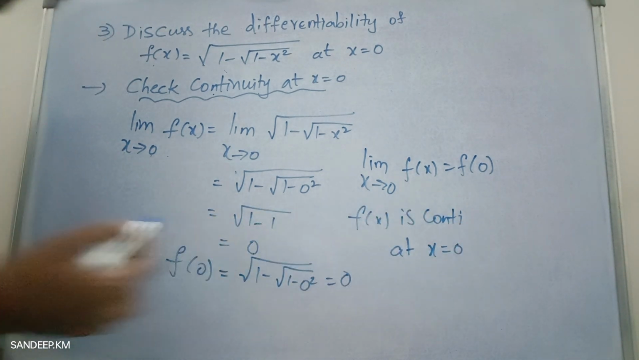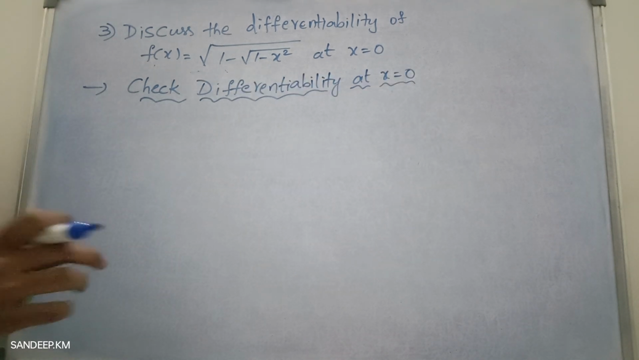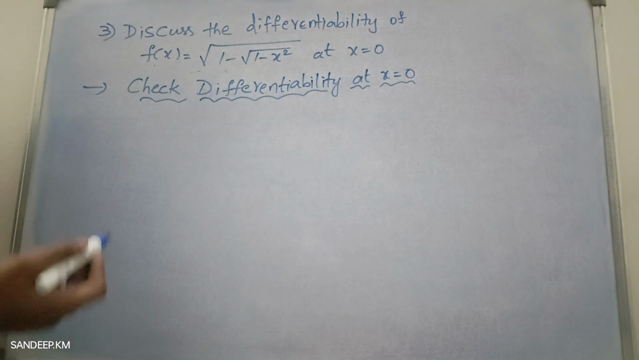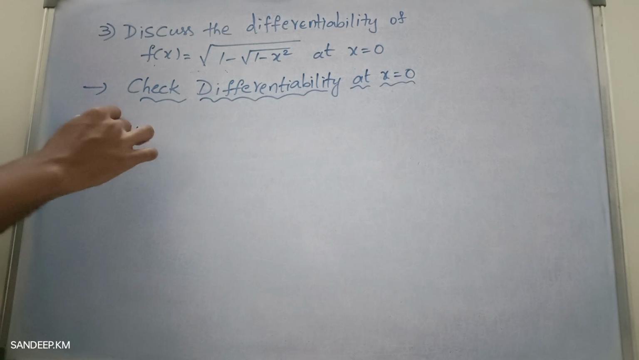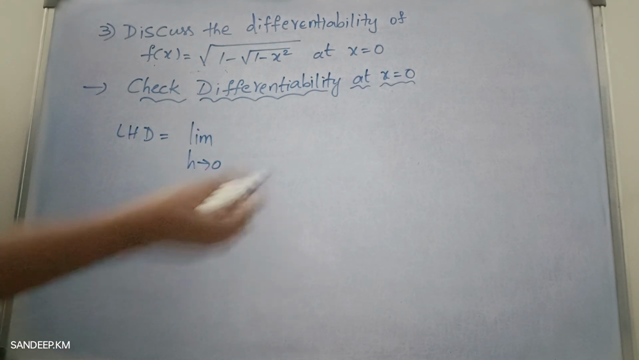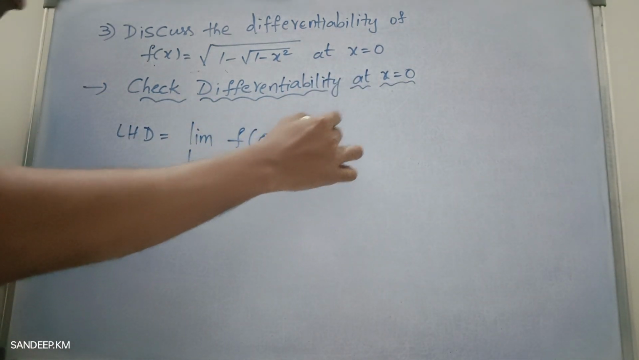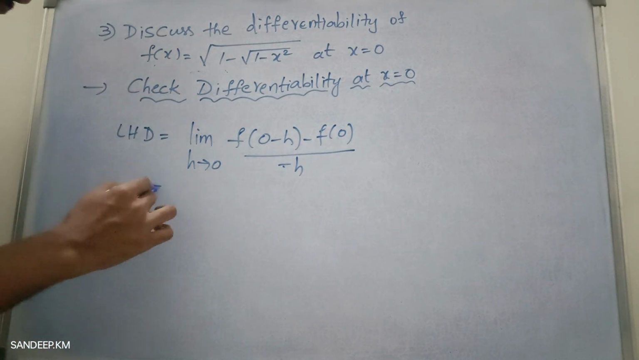Since function is continuous at x is equal to 0, let us check whether it is differentiable or not at x is equal to 0. Okay, let us check differentiability at x is equal to 0 using LHD and RHD. Okay, now I'll do LHD. I think obviously you can do RHD. Observe how we can find left hand differentiability. LHD is equal to limit h approaches 0 at input x is equal to 0, right? F of 0 minus h minus f of 0 whole divided by minus h. Okay, now it is not plus h, remember.